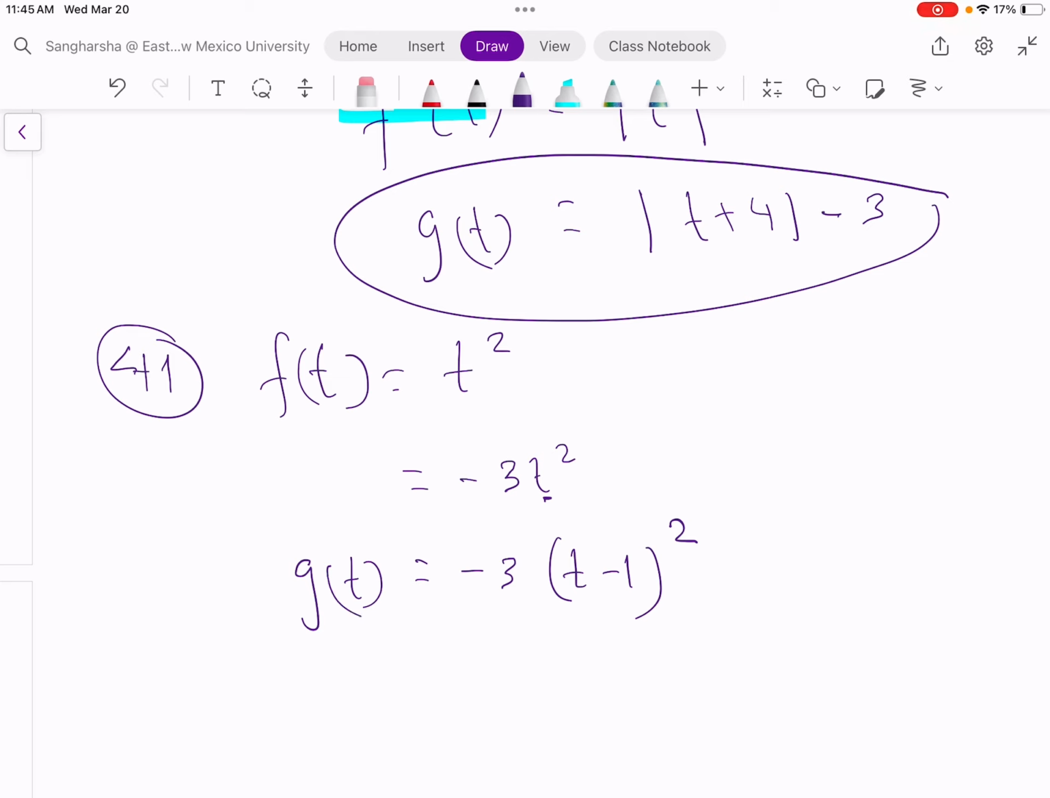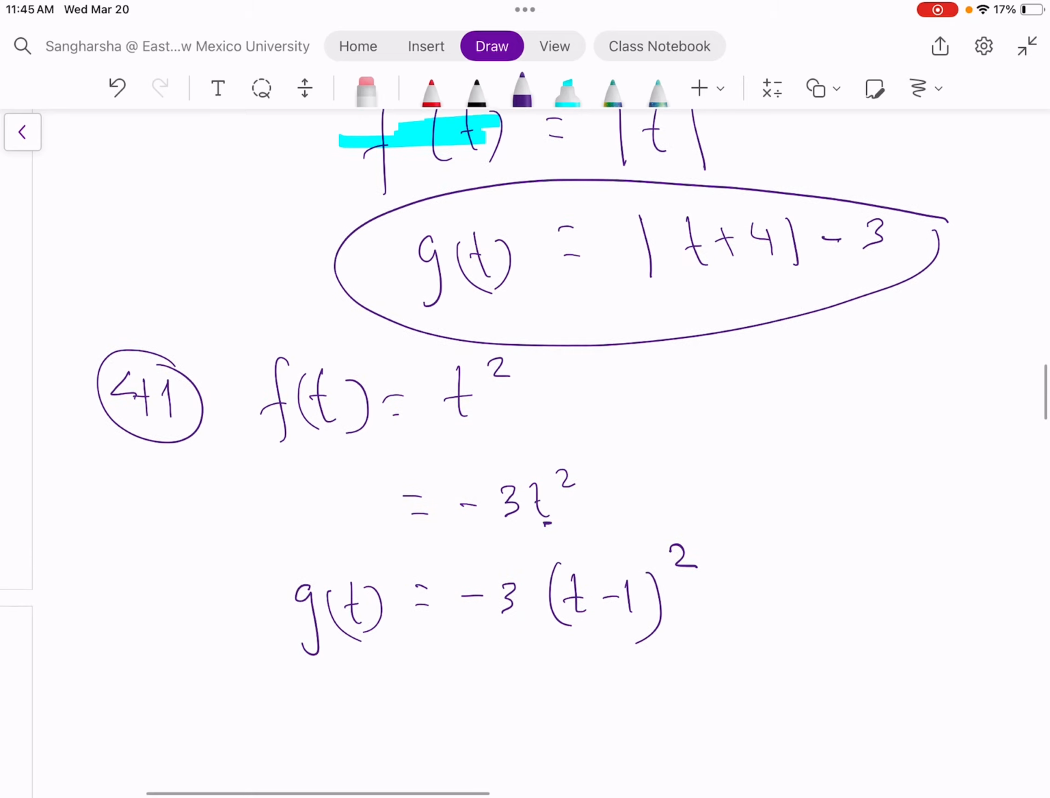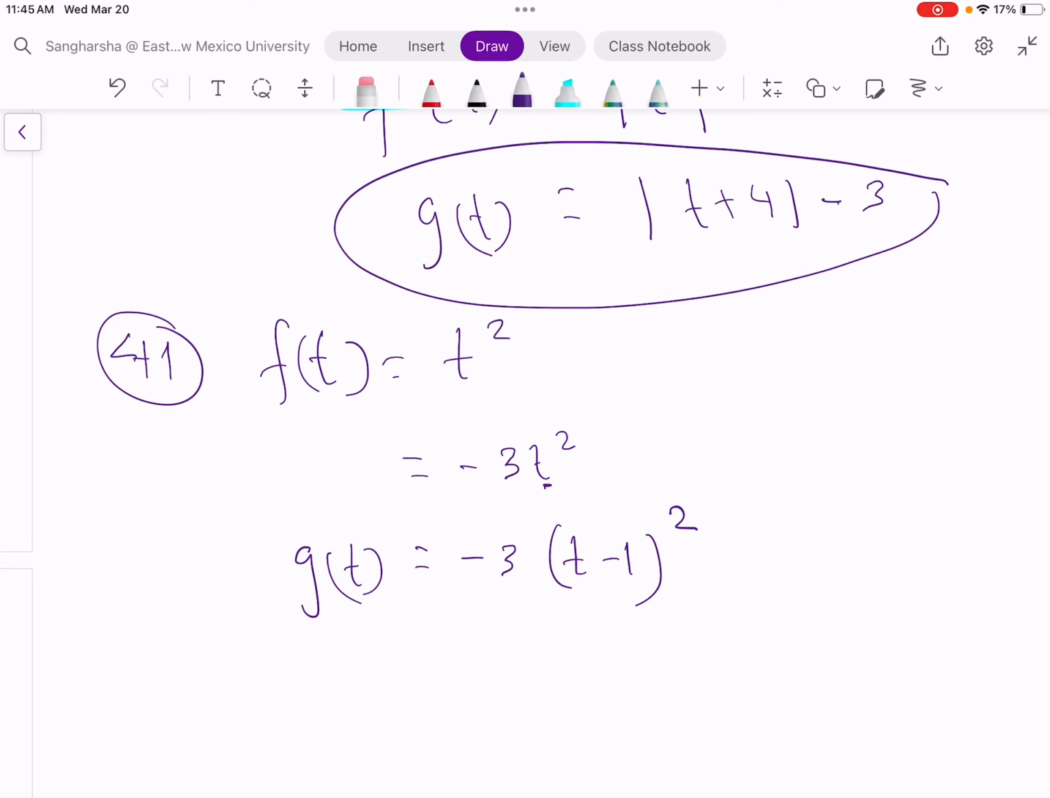So from this section, you can have 3 types of problems. One is you will be given a function and asked to graph it using transformations. Second, you will be given a graph and asked to write down a function for that graph. And the last one is similar to this number 41: you will be given a statement with a transformation, and from that you have to write down the function.